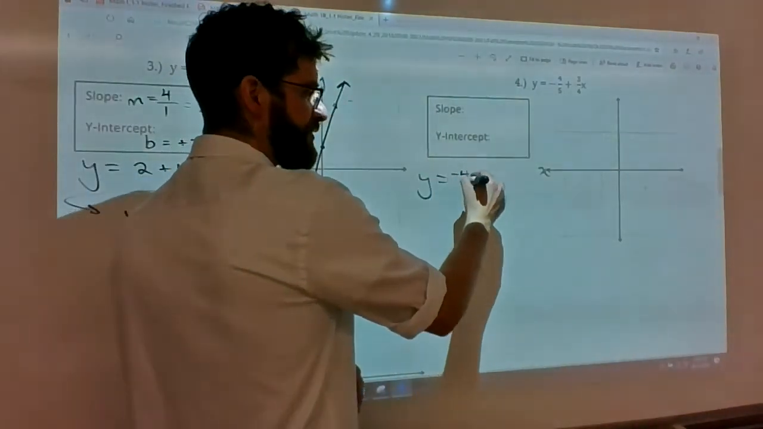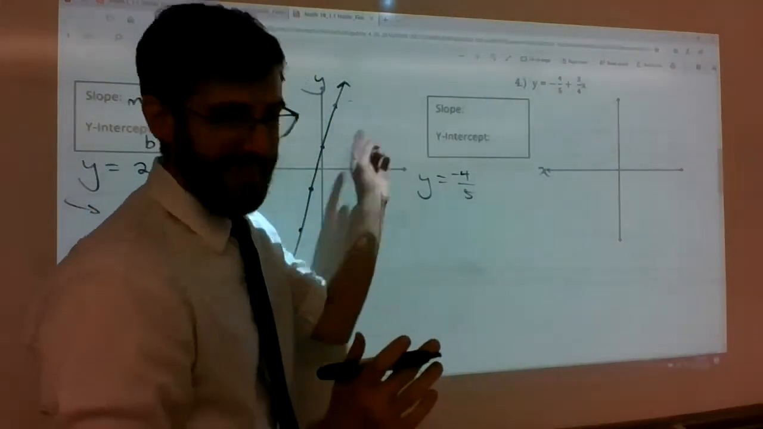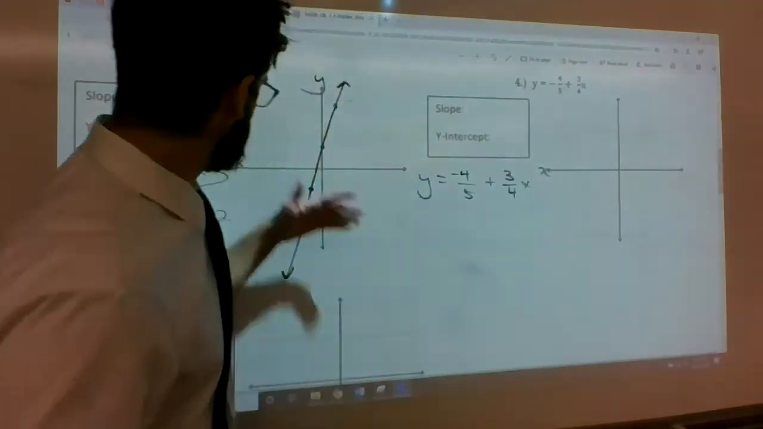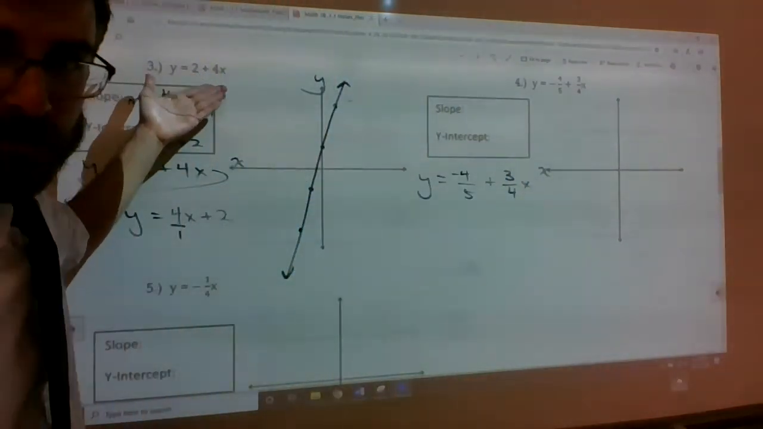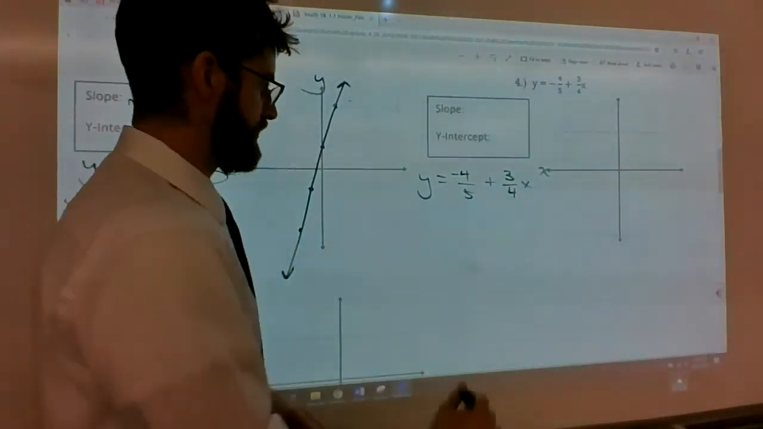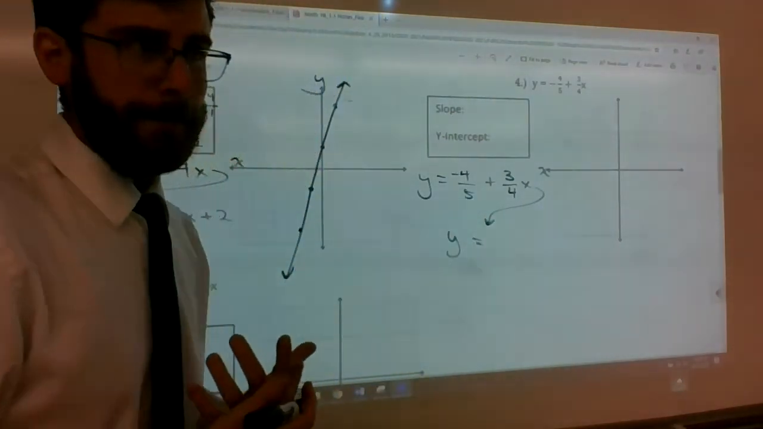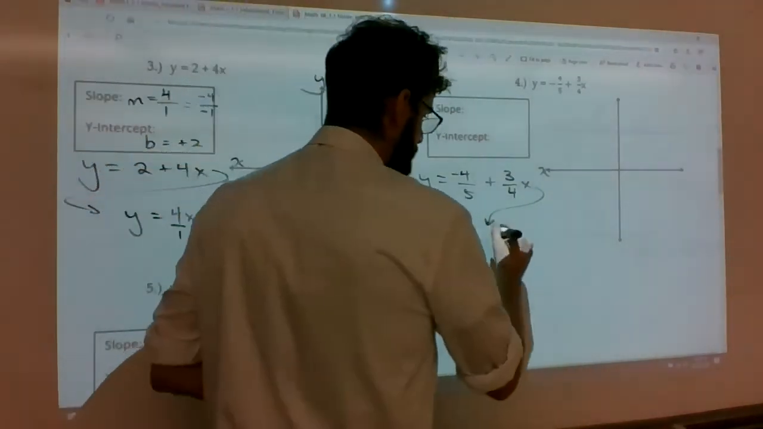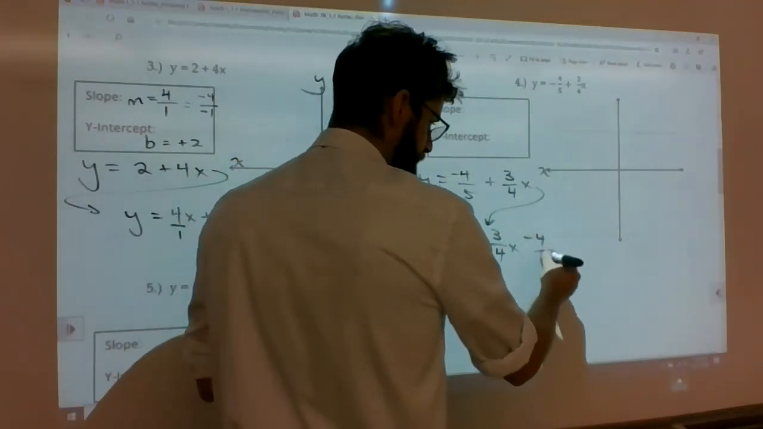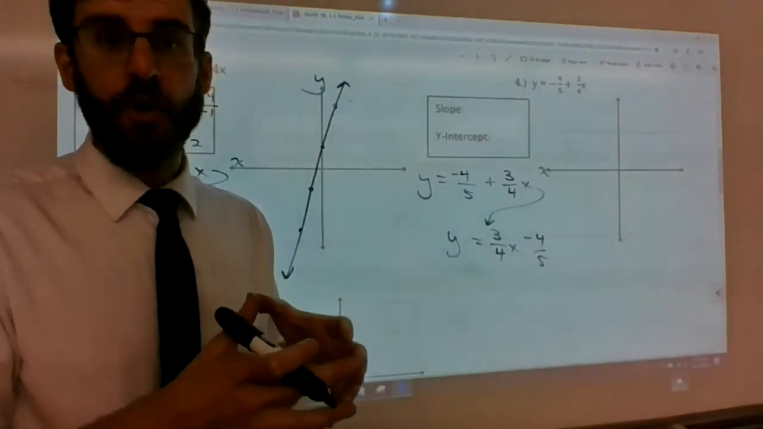I do believe that this one, if any one of them caused you problems, this is the one. Because just like here was 2 whole numbers, you're like, okay, one of them's got to be a fraction. Well, what the heck do you do if both of them are fractions? Well, first I'm going to rewrite it in slope-intercept form.